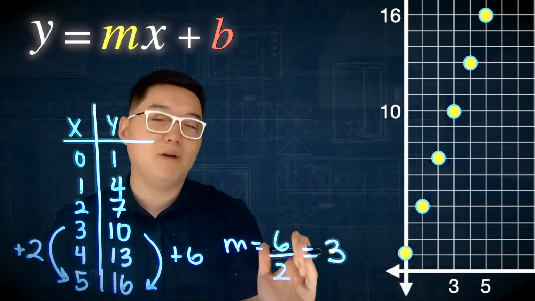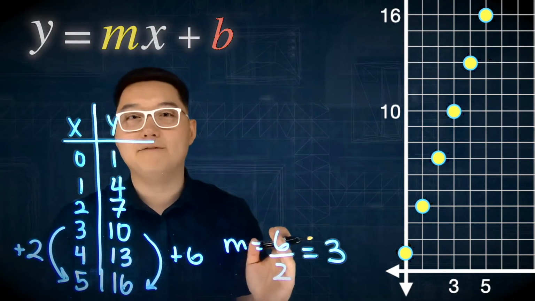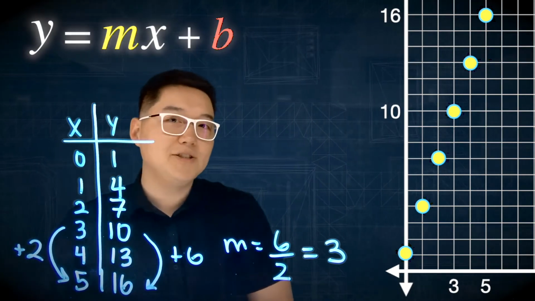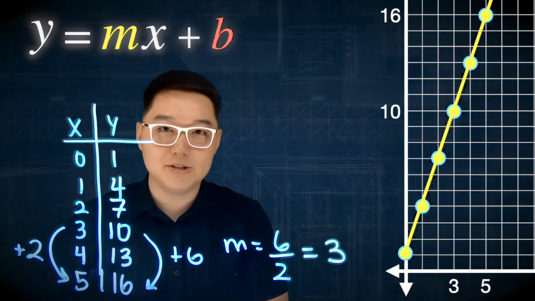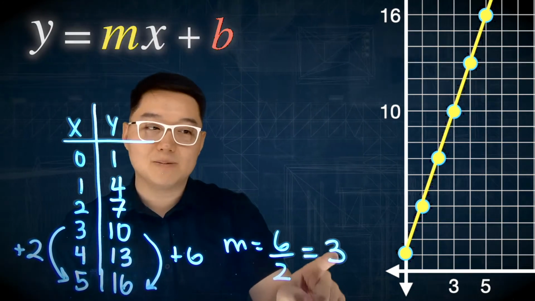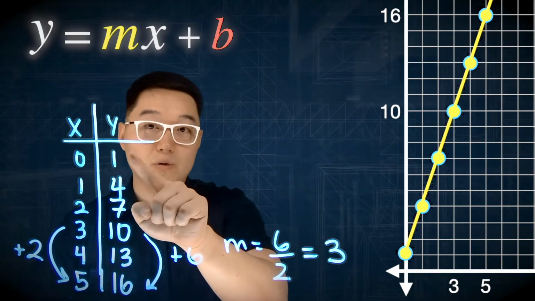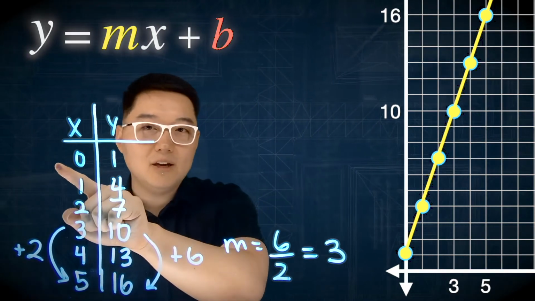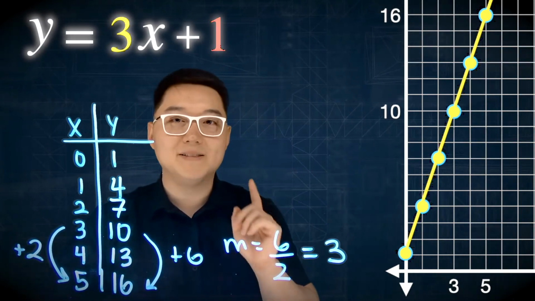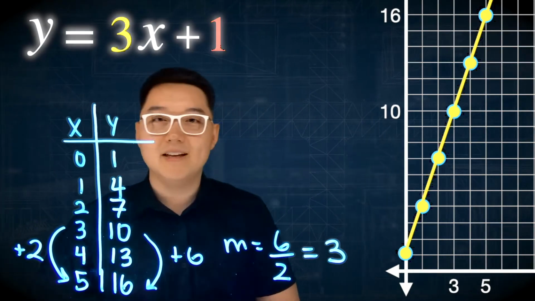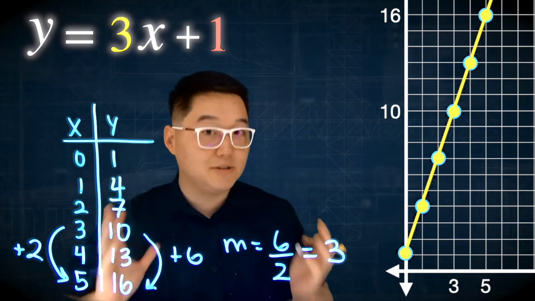That's why we call this a y-intercept. That's how much money you have. So with all of this information, we can now tell you what the equation should be for this situation. If you're gaining $3 per day, and you started with $1 on day 0, the equation is simply y equals 3x plus 1.